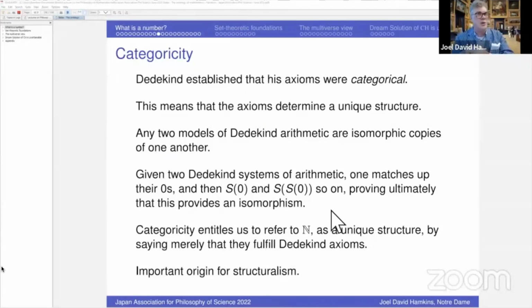If we're structuralists, we can refer directly to the natural numbers by saying, I'm thinking of a structure that satisfies Dedekind's axioms. And that is a successful reference to the natural numbers up to isomorphism, precisely because of the categoricity result. And so this is why categoricity is important for structuralism. It enables us to refer to the mathematical structures that we want to talk about up to isomorphism.